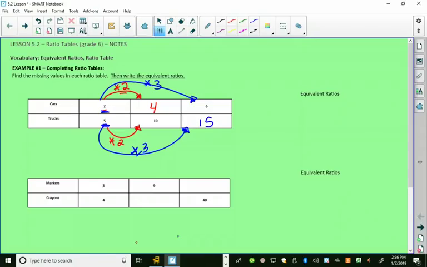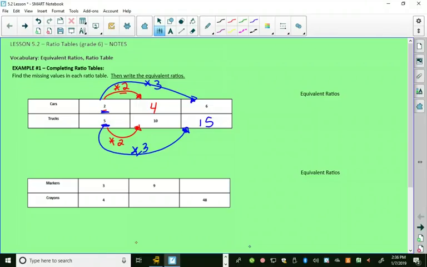Notice each column is a separate ratio. I only need to know one ratio in order to find a missing one. Okay? So you can choose whether you went to the 2 to 5 or the 4 to 10 in order to find that missing point.